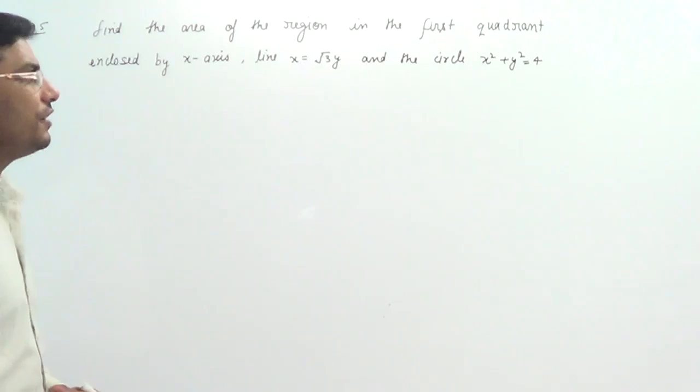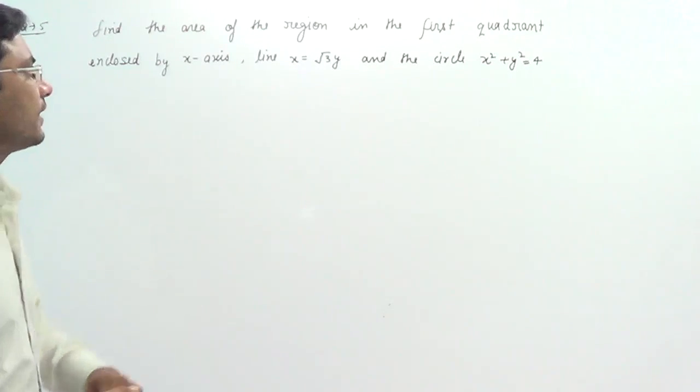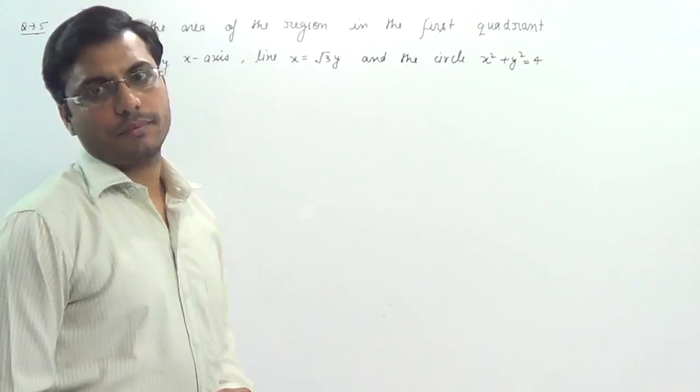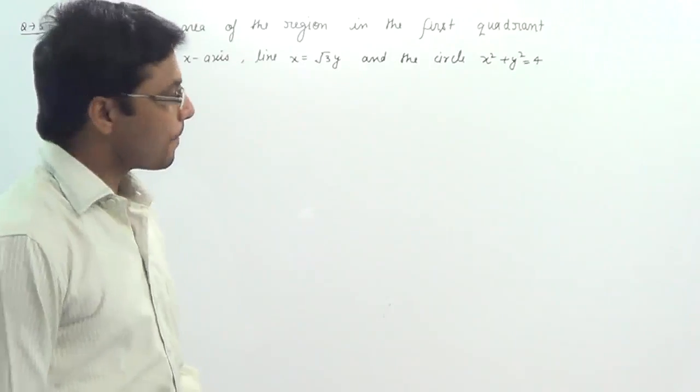Question: Find the area of the region in the first quadrant enclosed by the x-axis, the line x = √3y, and the circle x² + y² = 4.